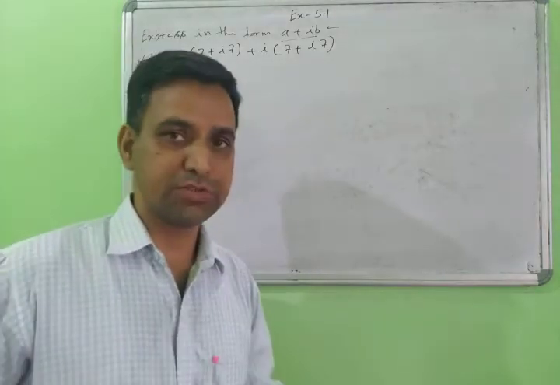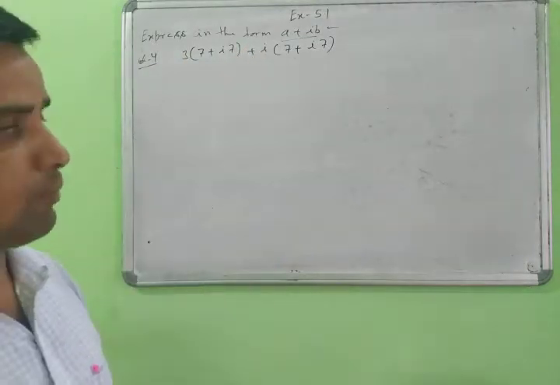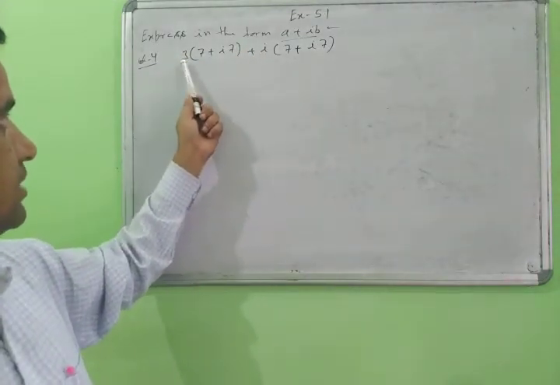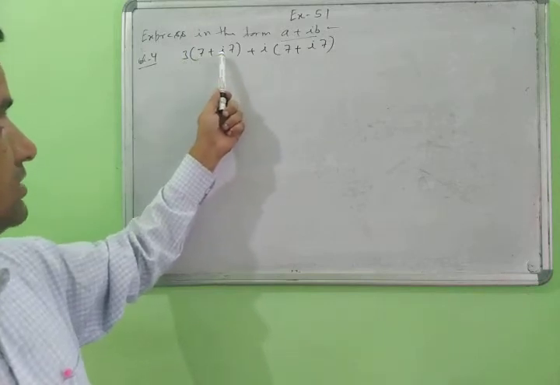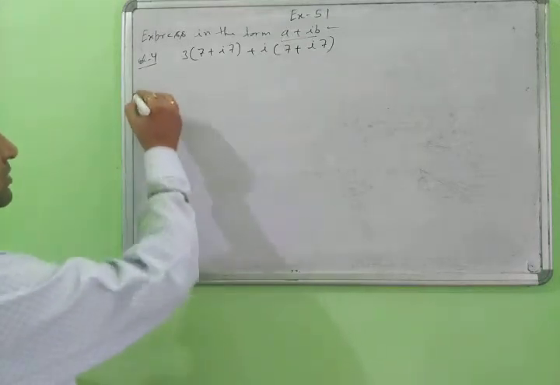Yes, students, next question, I am taking question number 4 here. The same question: express in complex form, but here the equation is given in this form, 3 into 7 plus iota 7 plus iota 7 plus iota 7. How to solve this question?